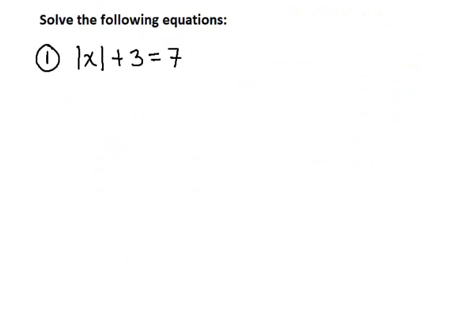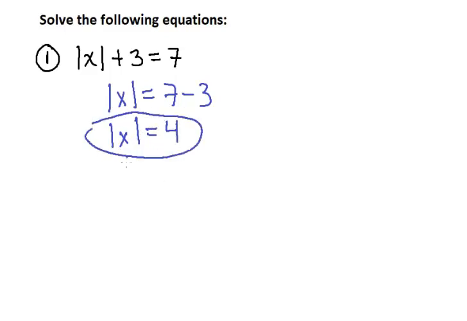So let's solve the first absolute value equation. Well, step one, we leave the absolute value expression alone. So this plus 3, I need to pass it to subtract on the other side. That means I'm going to have 7 minus 3. Absolute value of x equals 7 minus 3, 4. Now that I have the absolute value alone, I am going to split it into two possibilities. One that is going to be negative, and one that is going to be positive.